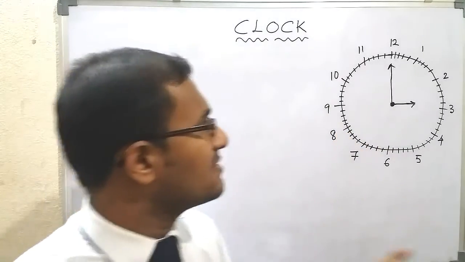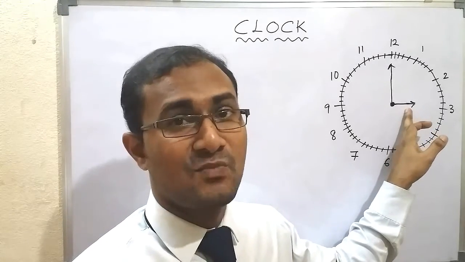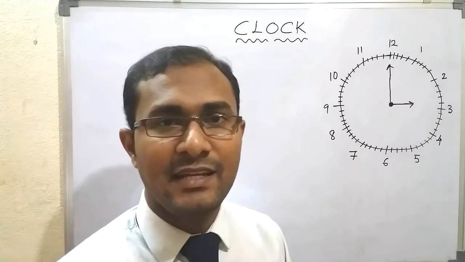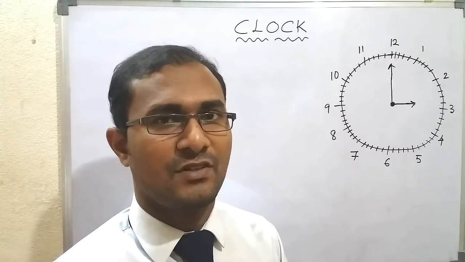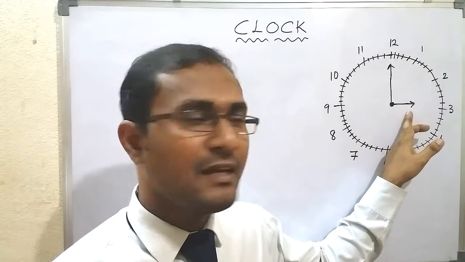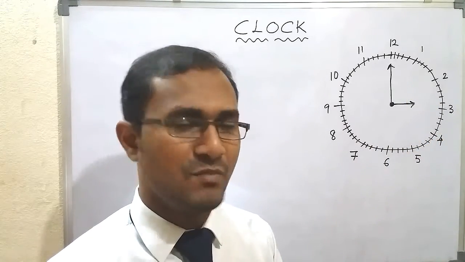Now let us see here the smaller hand. The smaller hand indicates the hours hand, and the bigger hand indicates the minutes hand. Remember, the smaller hand is nothing but the hours hand, and the bigger hand is nothing but the minutes hand.